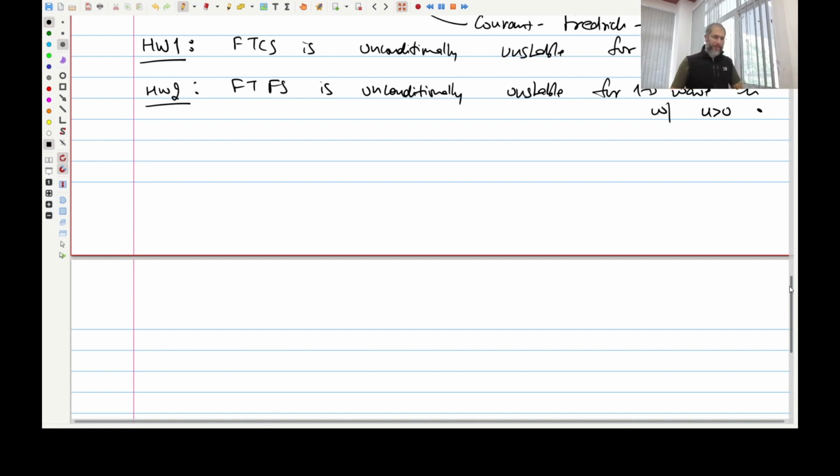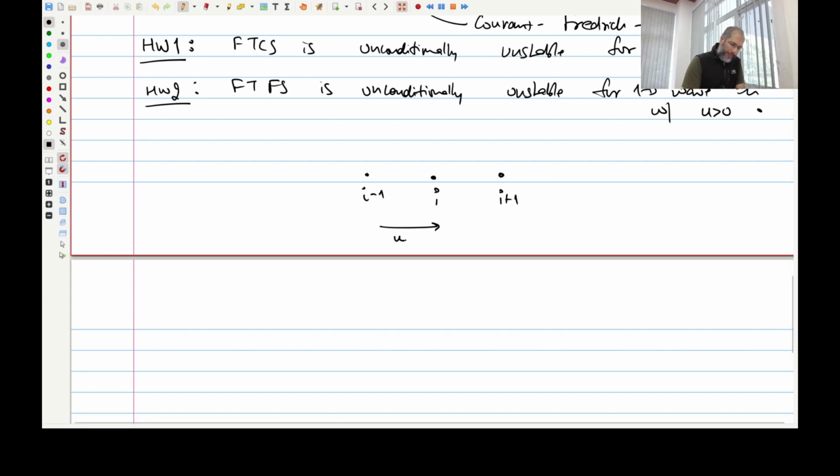In fact, that intuition, I think, is enough for you to understand the reasoning behind only forward time, backward space working. So let's see. Let's say that you have the ith spatial point, then you have i plus 1, and then you have i minus 1. And let's say the velocity direction is this, which is u being greater than 0. It's from left to right.